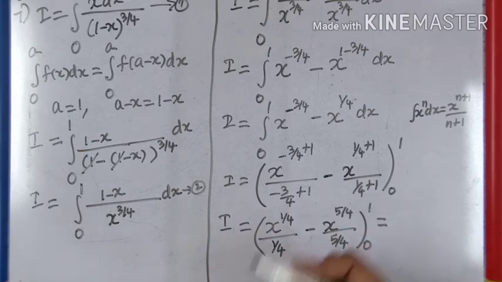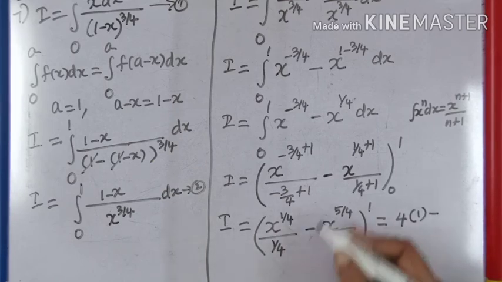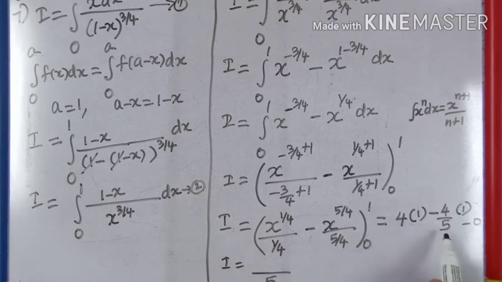Now I can reciprocate, that is 4. Wherever x comes, I put 1. 1 power anything is 1 only. I can reciprocate, that is 4 by 5. Wherever x comes, I put 1 means it is 1 only. The lower limit is 0. So it gives only 0. So simplifying the answer, LCM is 5. Cross multiply, 20 minus 4. Or I will write 16 by 5, and that is the answer.